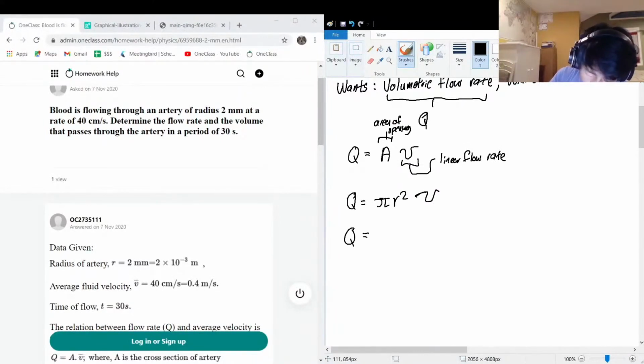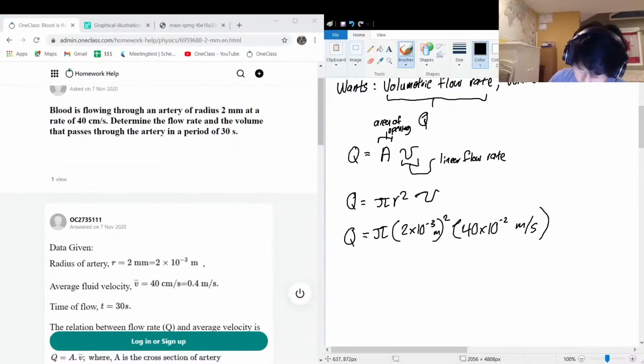And let's sub in the numbers. So we know that our r value is 2 millimeters. So that's 2 times 10 to the negative 3 meters squared. Multiply that by the linear flow rate, which is 40 times 10 to the negative 2 meters per second.